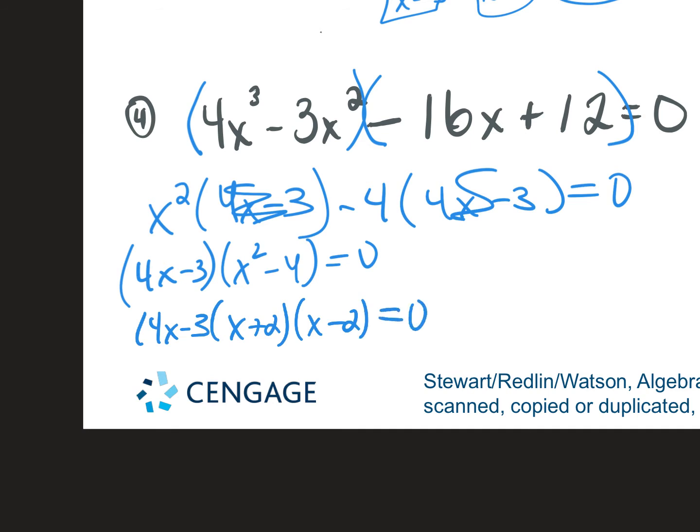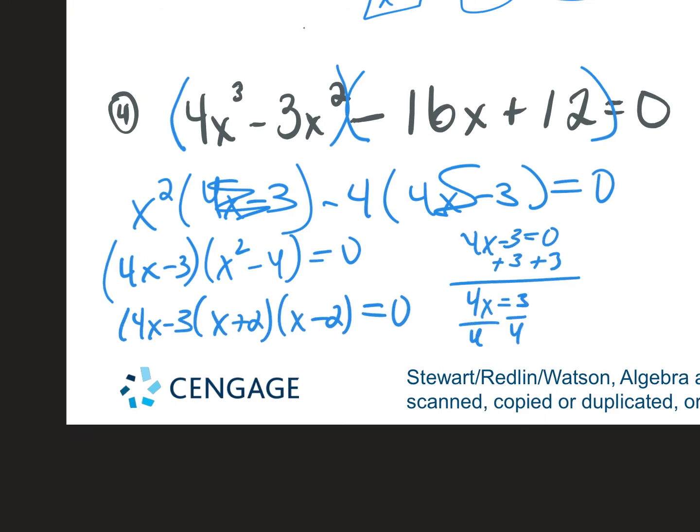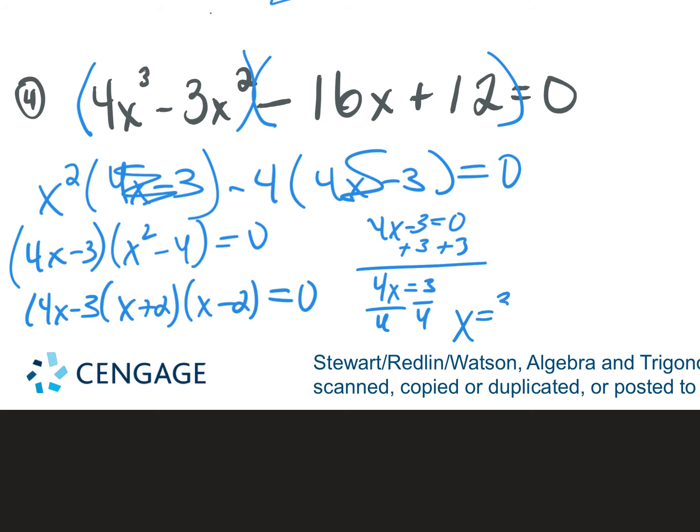Now, if you can solve in your head from here, that's fine. If you can't, then write down 4x minus 3 equals 0. Add 3 to both sides. 4x equals 3. Divide both sides by 4, and x equals 3 over 4. Don't be embarrassed if you do that. I'd rather you do that and get the answer right than try to do it in your head and get a sign wrong or something. Because if a sign is wrong, is it a solution?